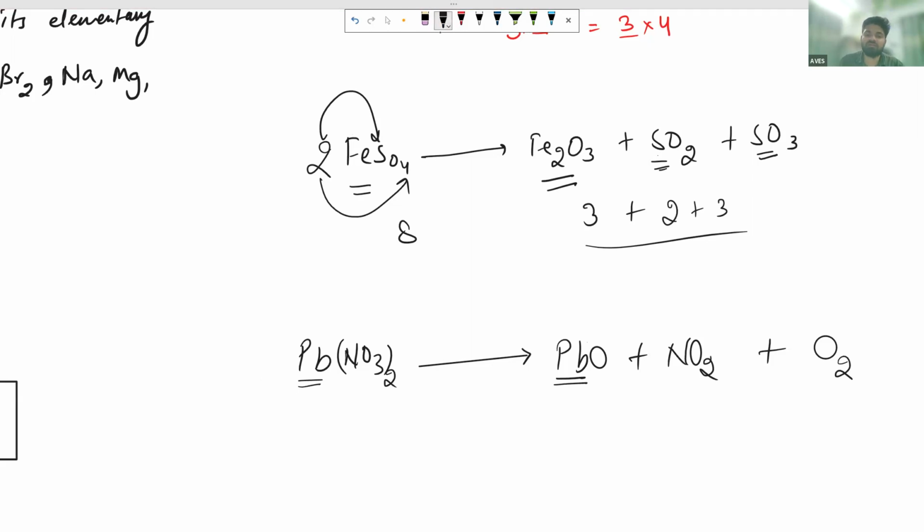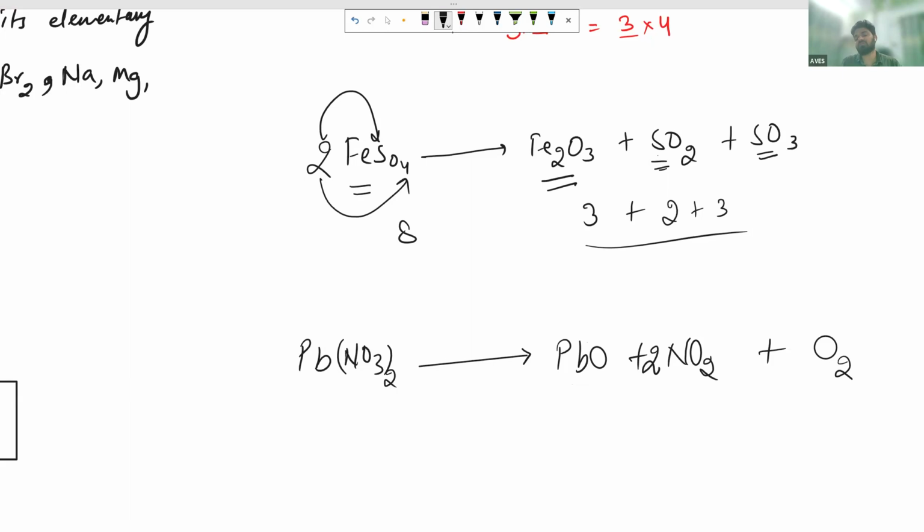Now coming to the nitrogen. The next least repeating element is nitrogen. So how many nitrogen atoms are there? 2. And how many are there? 1. So you have to multiply it by 2. Yes. Nitrogen is balanced. Now coming to the oxygens. Now it's time to balance the oxygen.